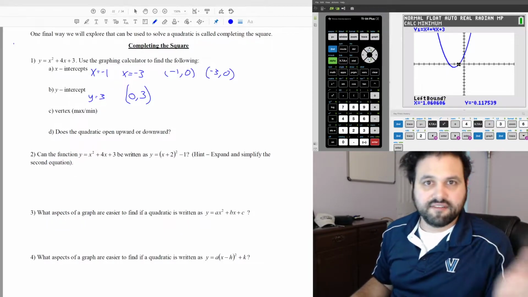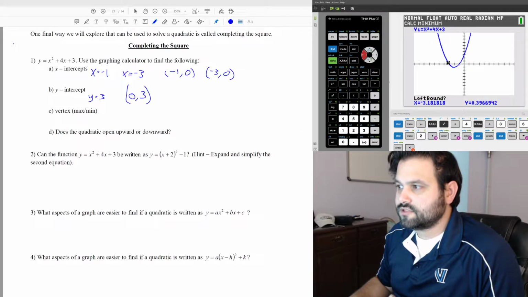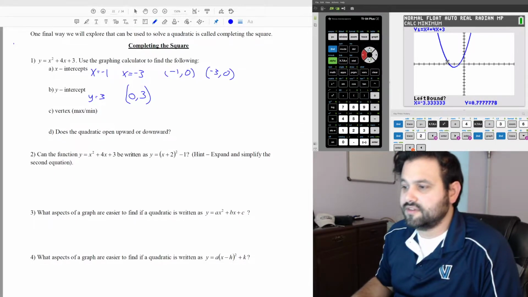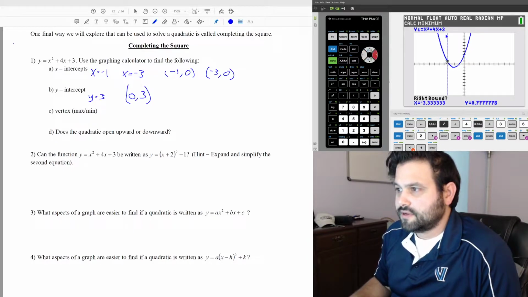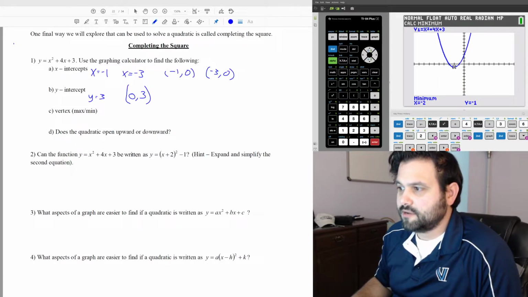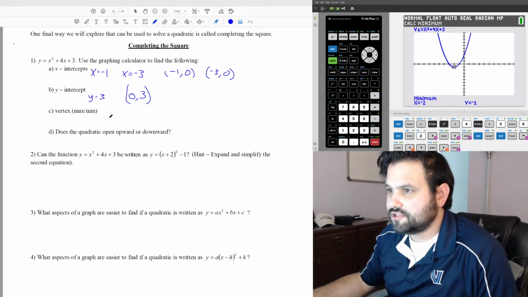And again, it's left bound, then right bound. So I want to be to the left of the minimum. So now I know I'm definitely to the left of where the bottom of the graph is. I hit enter. Now I move to the right and hit enter. I don't have to guess. And there's my minimum, -2, -1. So it's -2, -1, and that is a minimum.